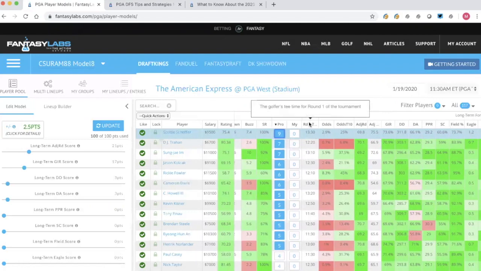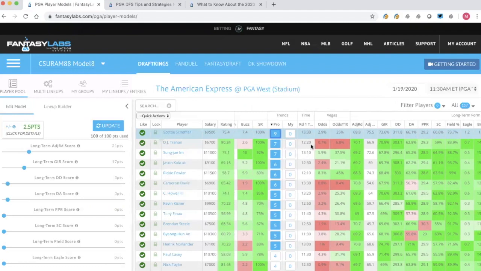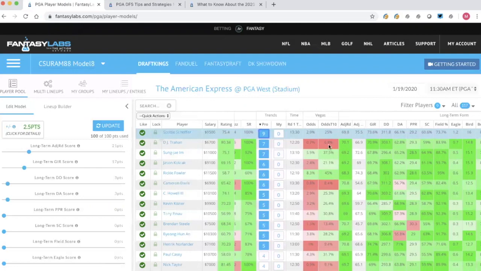Occasionally weather will be a factor in a golf tournament, and you'll want to target guys who are teeing off either very early in the day or late in the day. And this information here just allows you to sort by that if you so choose.